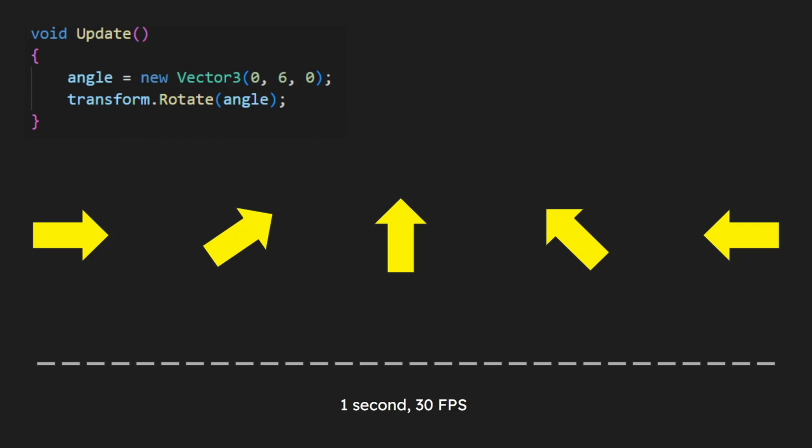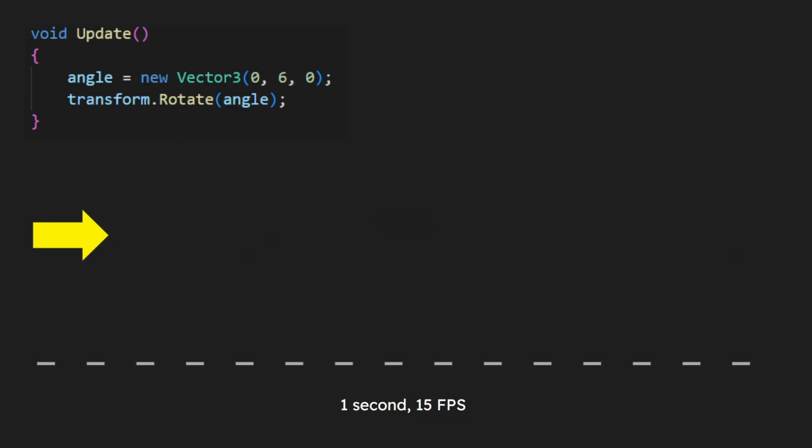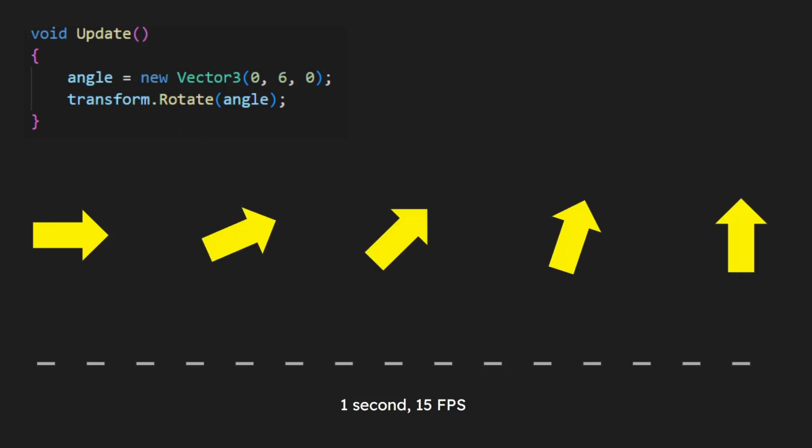So let's look at what happens when the game is running at 15 FPS. So again, we have this arrow at the start, the same code, but now there's half as many frames because the game is running at half the frame rate. So where do you think the arrow is going to end up after 1 second elapses? It's going to be at 90 degrees because we rotate 6 degrees per frame times 15 frames, and that's 90. So in the same amount of time, the arrow has rotated half the amount. So it's almost like our speed has decreased by half. So how can we get around this?